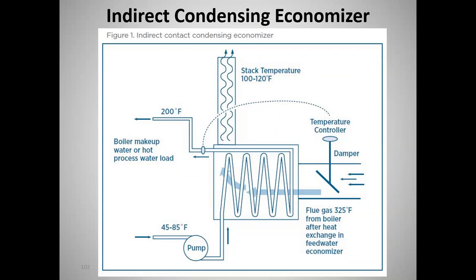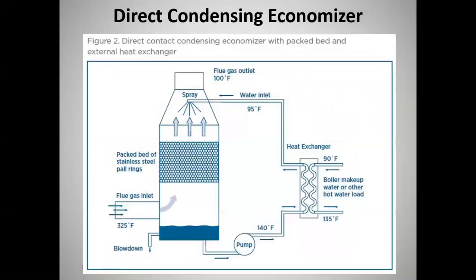So that's the idea. And then we're showing a stack temperature of 100 to 120 degrees, which is well down in the condensing range. And so if you had any sulfur products, you would have sulfur dioxide falling down into this. And so all of these materials have to be fairly exotic to be able to stand up to the corrosive environment. So that's the indirect contact economizer.